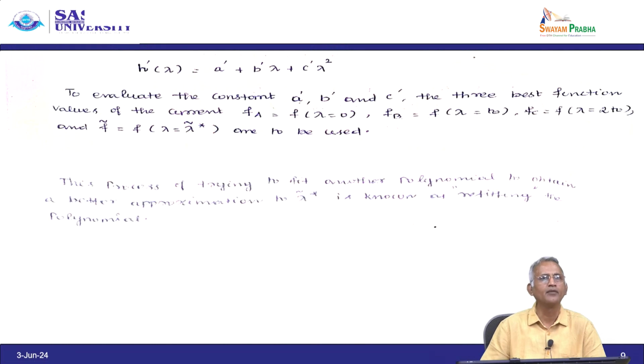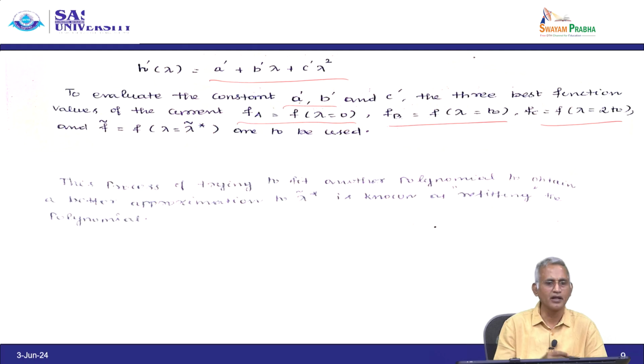Now, h star of lambda is equal to a dash plus b dash lambda plus c dash lambda square. To evaluate the constants a dash, b dash, c dash, the three best current function values are to be used: f of A equal to f of lambda equal to 0, f of b equal to f of lambda equal to t naught, f c equal to f of lambda equal to 2 t naught, and f tilde equal to f of lambda equal to lambda bar. This process of trying to fit another polynomial to obtain a better approximation to lambda star is known as refitting the polynomial.